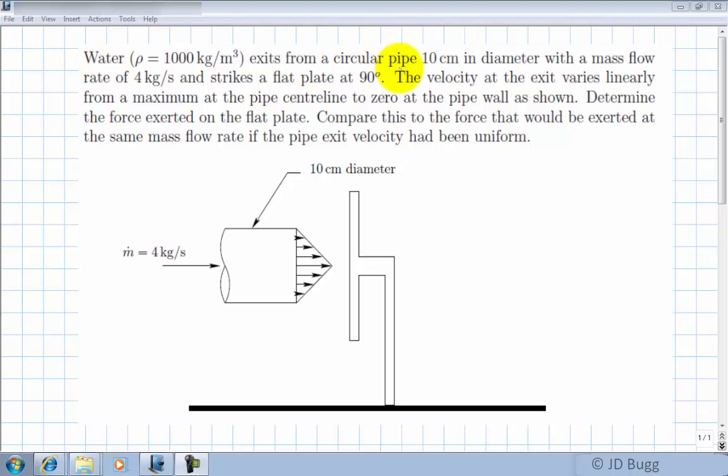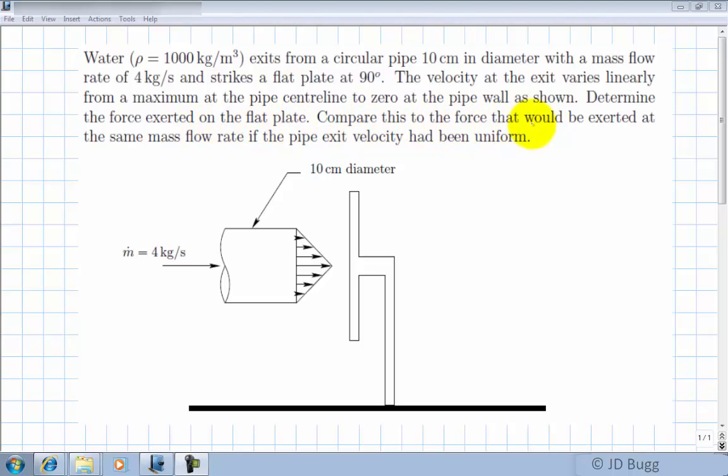Water exits from a circular pipe 10 centimeters in diameter with a mass flow rate of 4 kilograms per second and strikes a flat plate at 90 degrees. The velocity at the exit varies linearly from a maximum at the pipe center line to 0 at the pipe wall as shown. Determine the force exerted on the flat plate.